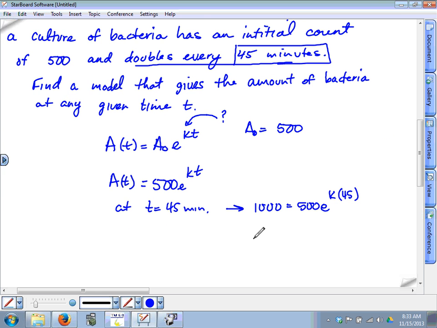Does everyone understand the direction we're heading here? What is it we're trying to solve for? We're trying to solve for k, the growth factor. Once we know the growth factor, we can substitute it back in and have our final model.